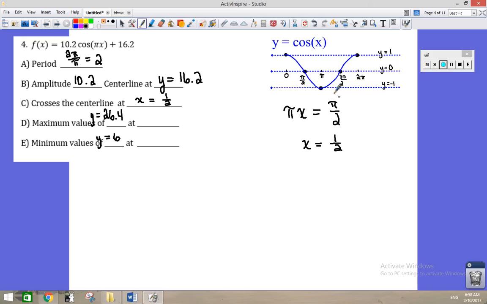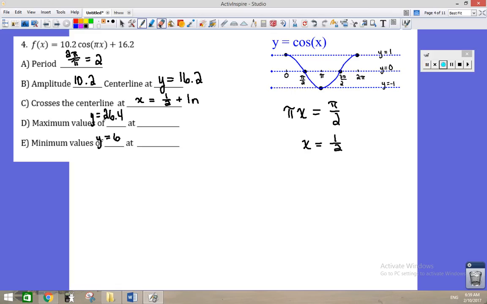We also know that these points are equally spaced, and that the distance from center line to center line is half of the period. So if we add half of the period, which is half of 2, which is 1, and if we add integer multiples of that, either positive values going forward, or negative values going backwards, you'll always end up on that center line.